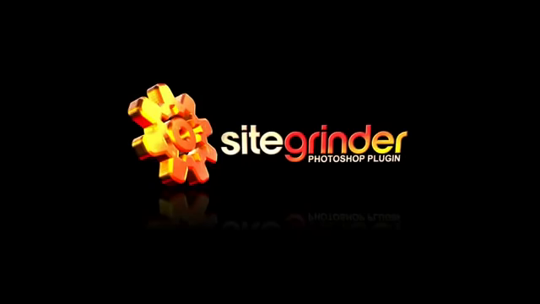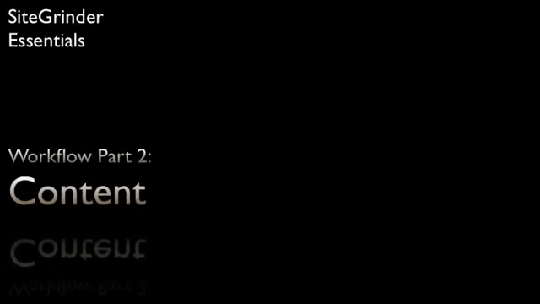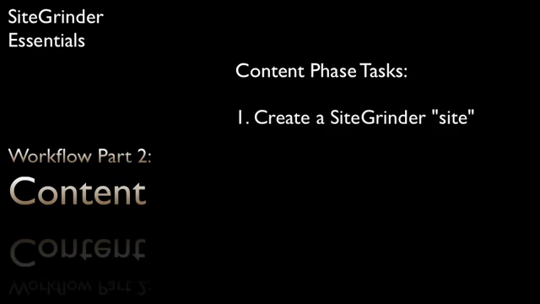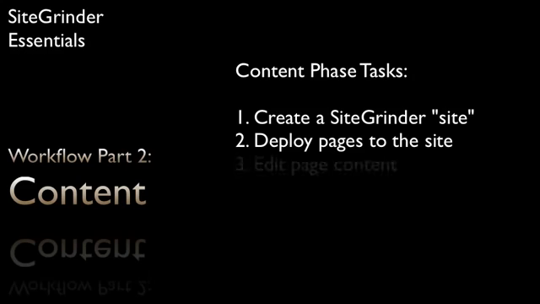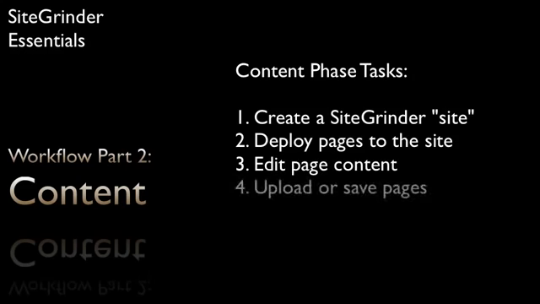SiteGrinder training. The second and final phase of the SiteGrinder workflow is the content phase. In the content phase, we will create a SiteGrinder site in the SiteGrinder plugin window. We will deploy one or more of our pages to the site. We will edit page content in the browser-based content manager. And finally, we'll upload our pages or save them out to work with in other tools.